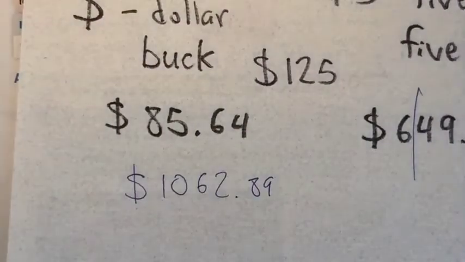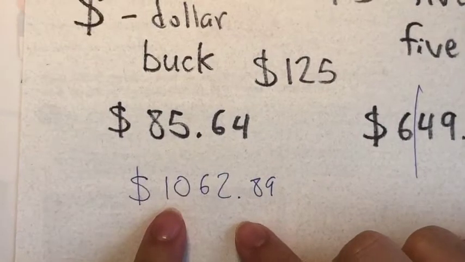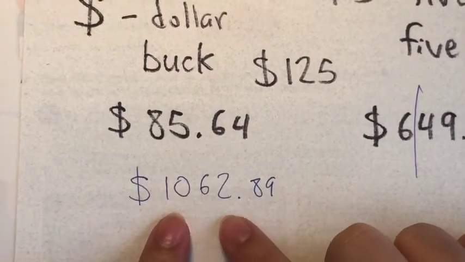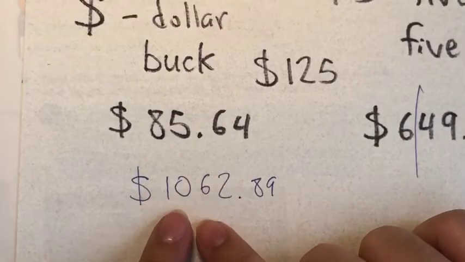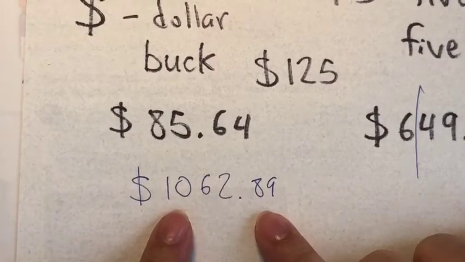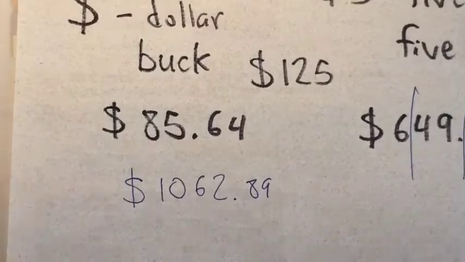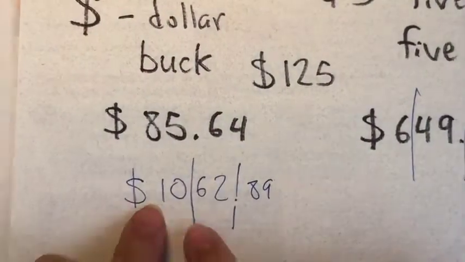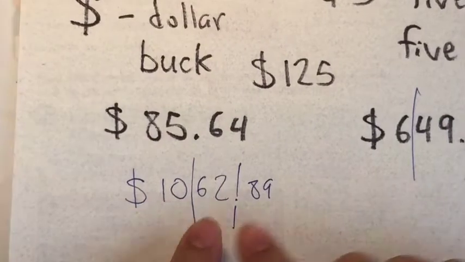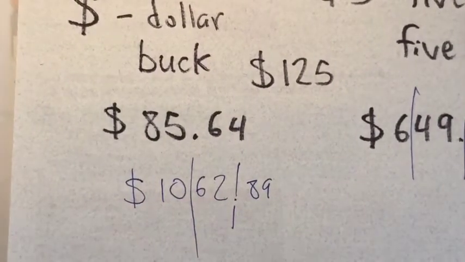And then one more example. We can say this is $1,062.89. Or we can say 1062.89.